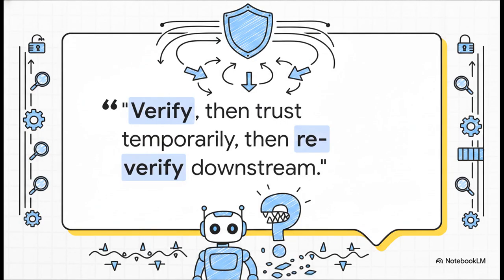Which leaves us with this stark, super memorable rule of thumb for every single stage of your pipeline. Verify, then trust temporarily, then re-verify downstream. Security isn't just some one-and-done prompt instruction. It is a continuous, rigorous gauntlet. So, taking a hard look at your own architecture right now, I have to ask, is your AI pipeline truly secure? Or are you just kind of hoping your internal data won't bite back?